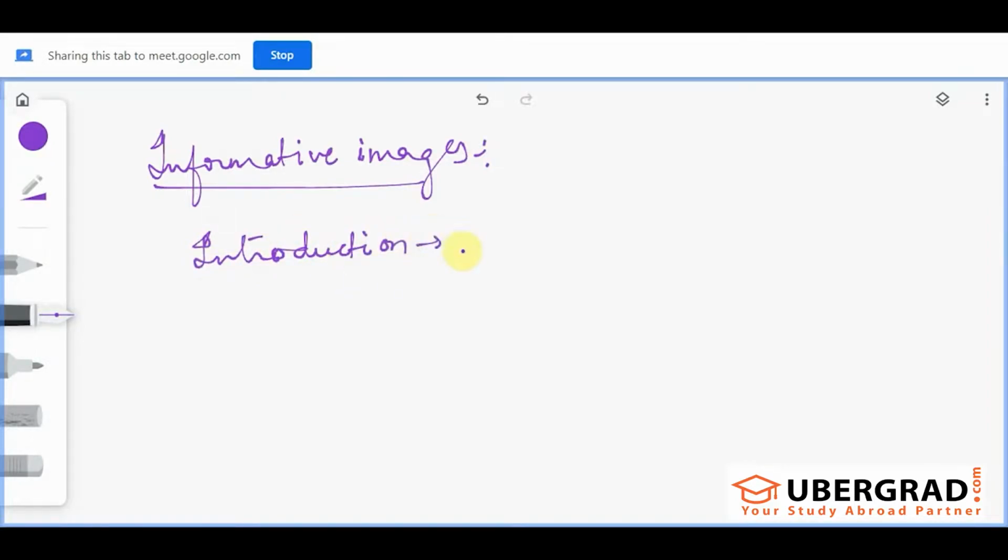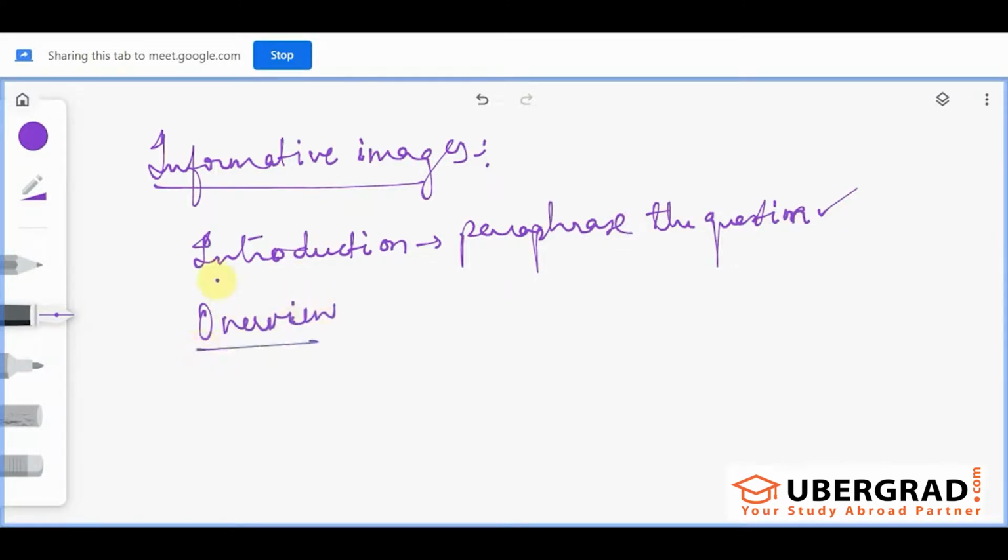In the introduction, you just paraphrase the question. What does the graph show? You just have to write that thing. The graph shows X, Y, Z, whatever the graph shows. Next, in the next paragraph, you have to give an overview of the diagram that is shown to you.